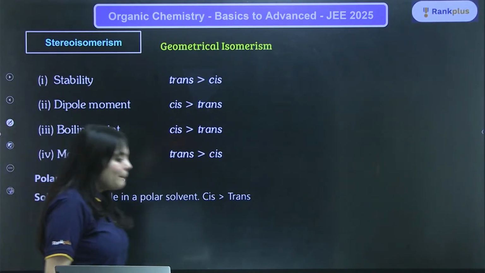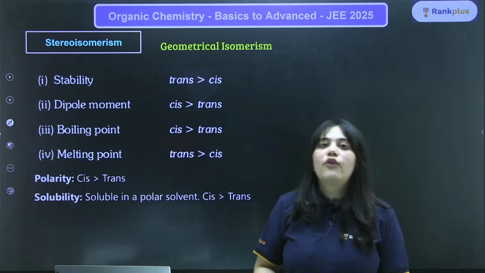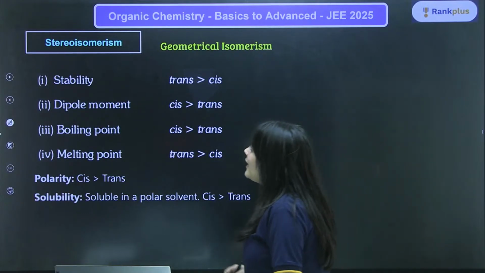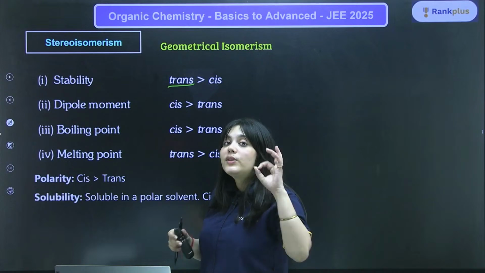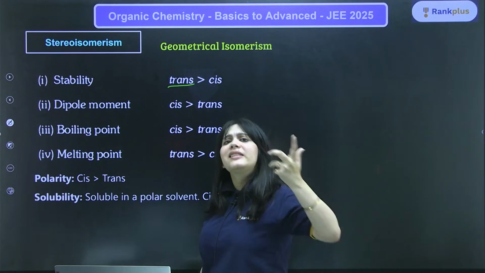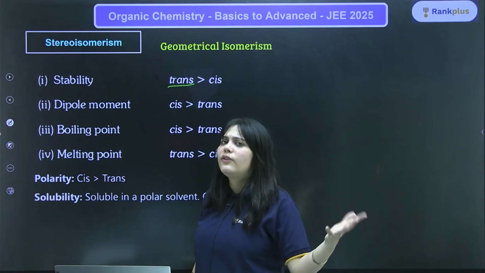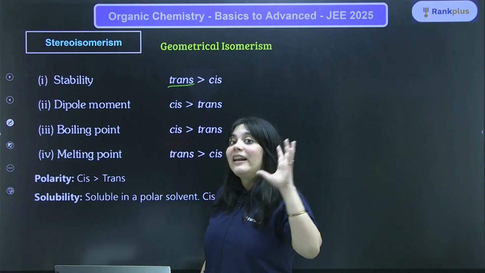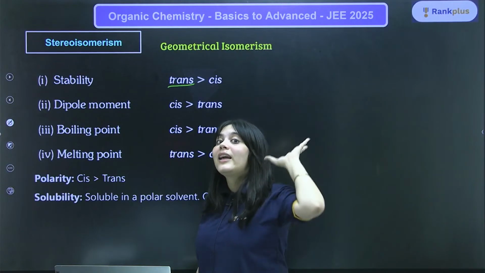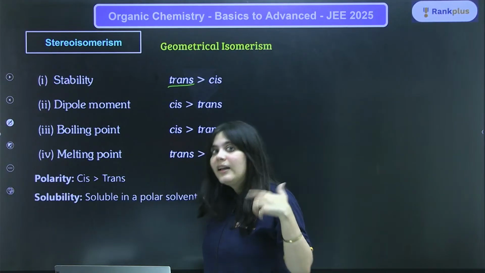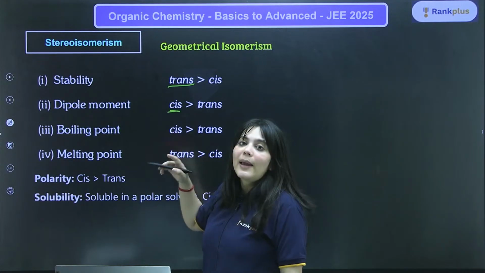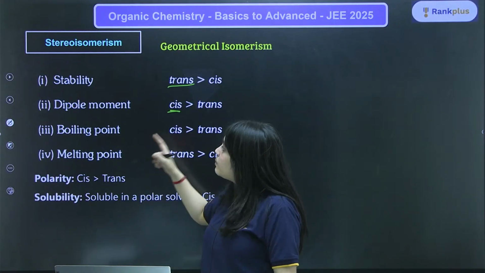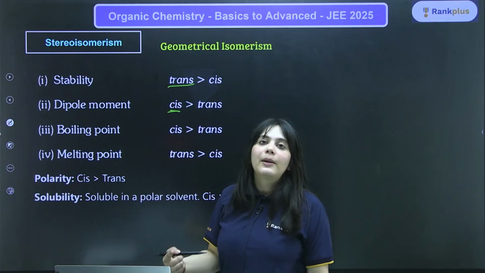Now let us compare the cis and the trans forms of the alkenes. So what did I tell you? The trans form is generally more stable. One word I am using everywhere: generally. There will be exceptions everywhere. This is chemistry. It is filled with exceptions. But generally, if they are asking you a generalized question, then you will write yes, the trans form is more stable. Dipole moment: cis has the more dipole moment. Yes. Next is boiling point. Which one will have a higher boiling point?